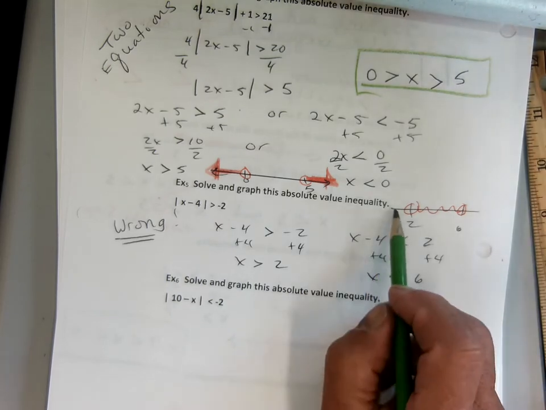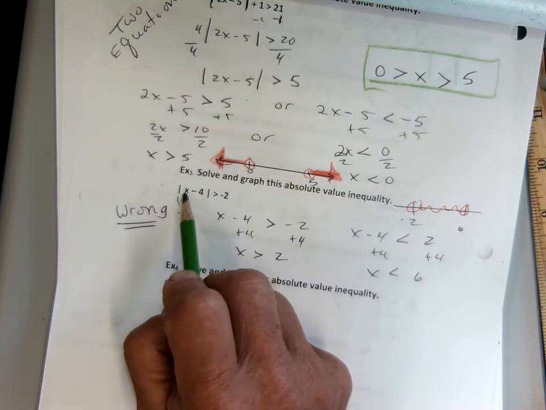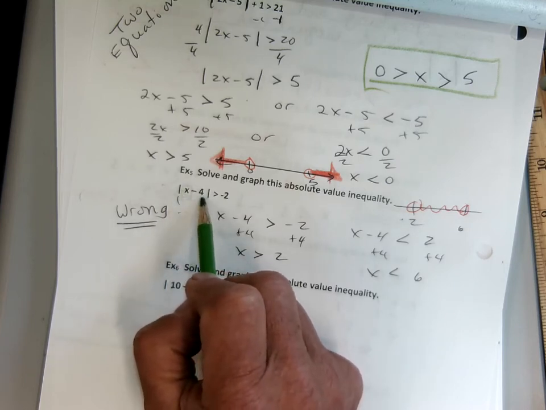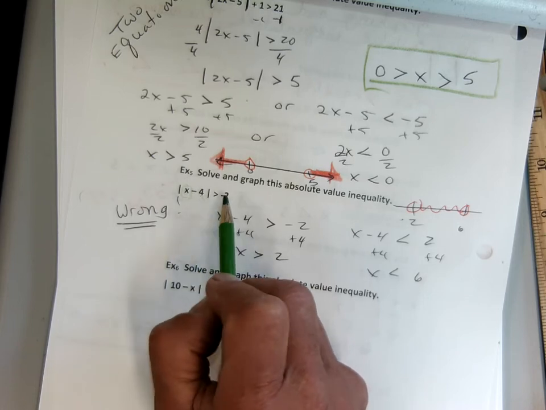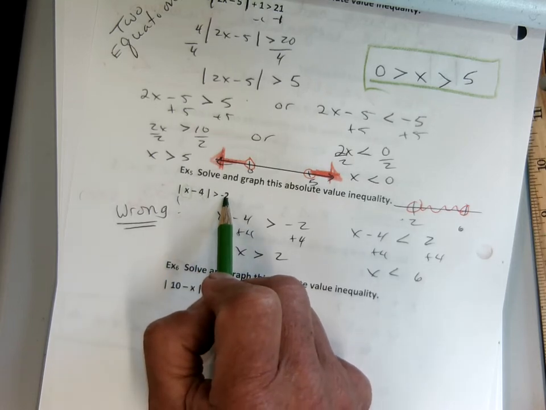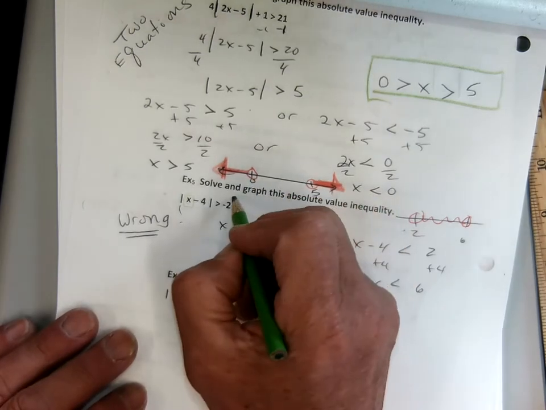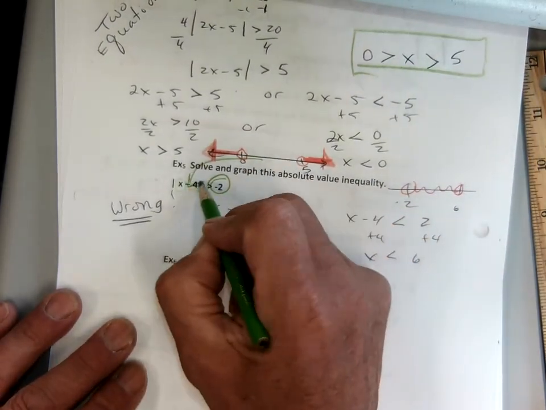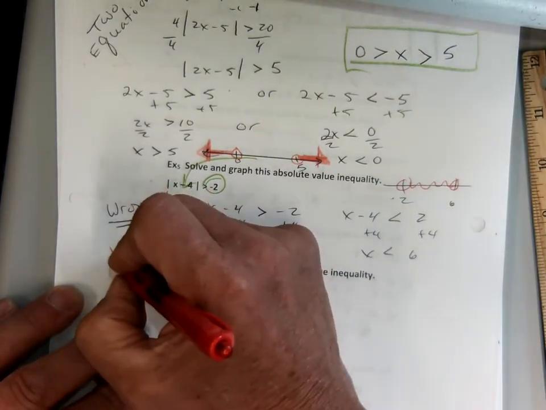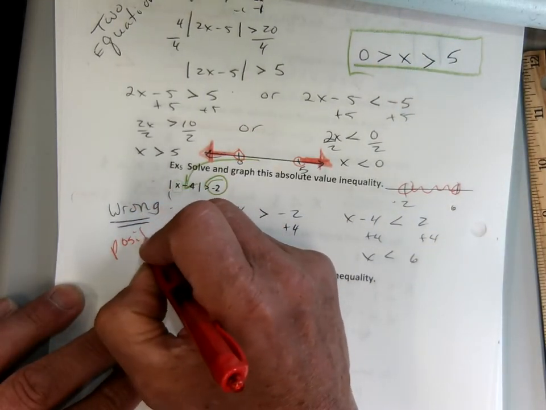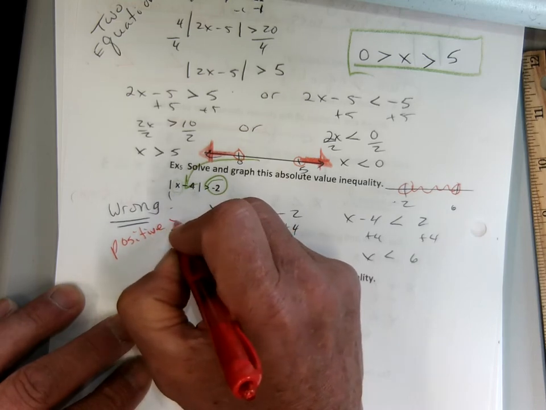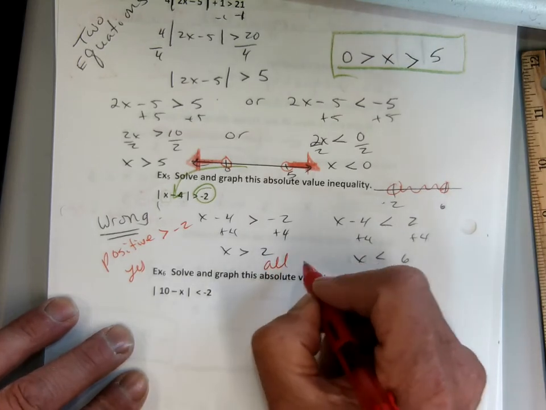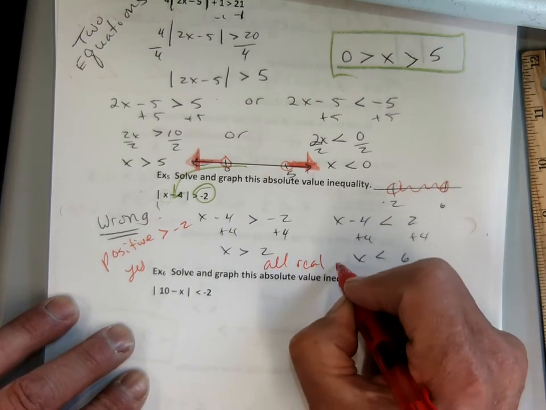So what about 0? If I just plug 0 in, 0 minus 4, absolute value, is 4. And 4 is bigger than negative 2. So here's what I knew. Grace, thank you so much. Absolute values have to be positive. Anything that goes in will come out positive. So here's what I know. Positive will always be greater than negative 2. Yes. So my answer is all real numbers, right?